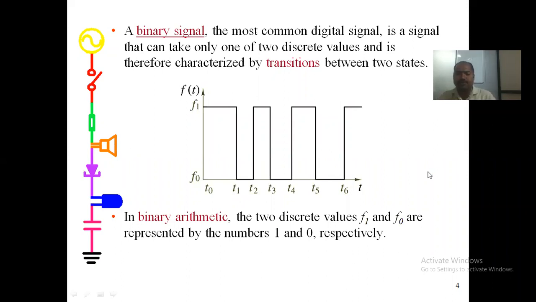So in this type of configuration, we use two levels: this is the one level, this is your zero level. So 1 and 0 are the two levels used in a binary signal. Binary signal is actually the name of the digital signal. Binary indicates only two, either a 1 or a 0.